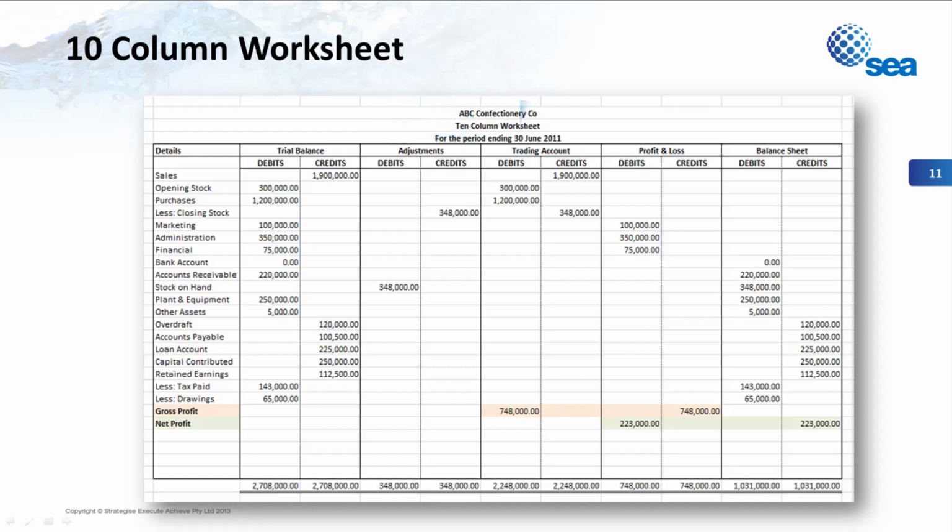Next, the trading account items were added to columns 5 and 6. The net of these two columns calculated out the gross profit of the business during the trading period. You can see it at the bottom here, $748,000 in gross profit.